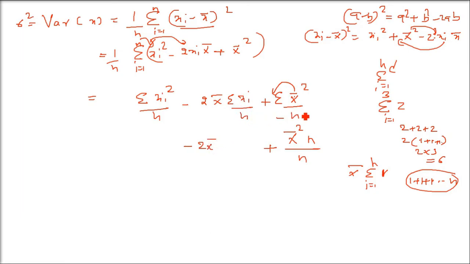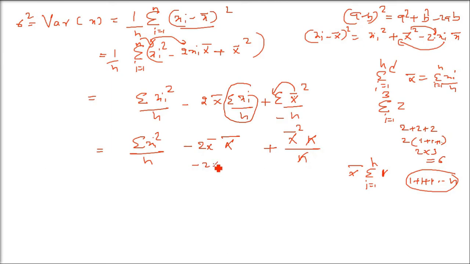Now see, sigma xi by n, i equals 1 to n, is what? X bar is sigma xi by n, i equals 1 to n. Sigma xi by n is your x bar, which is your mean. You can write x bar in this place, and then you have sigma xi whole square by n. Now you can keep it like this. Now this is 2 into x into x bar, so minus 2 x bar whole square, and you have plus x bar whole square. So x bar whole square minus 2x bar whole square is minus x bar whole square.